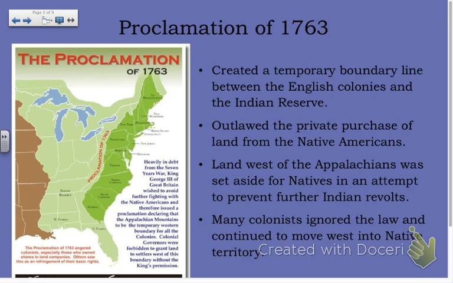This law created a boundary line between the English colonies and what the English referred to as the Indian Reserve. This line was not intended to be permanent, but a temporary boundary, which would be extended further west as the government saw fit. The government also outlawed the private purchase of Native American land, as that had caused many problems in the past. All purchases of Indian land would have to be completed by Crown officials after meeting with Native leaders.